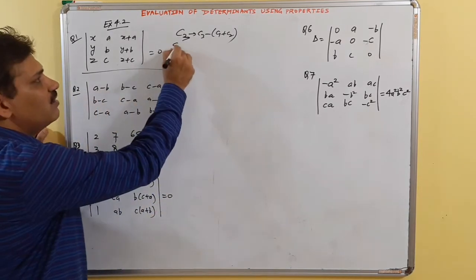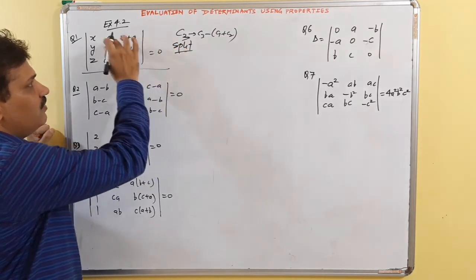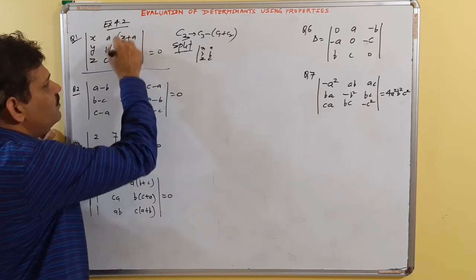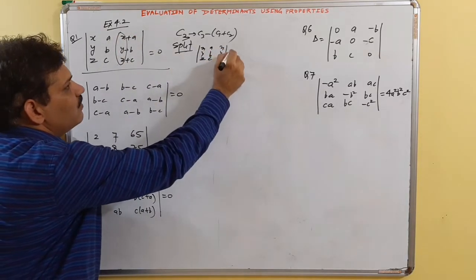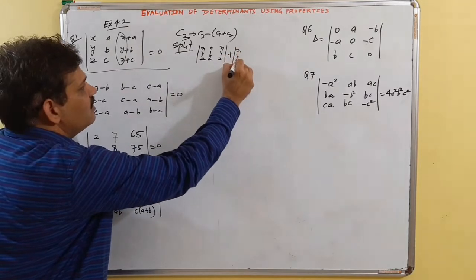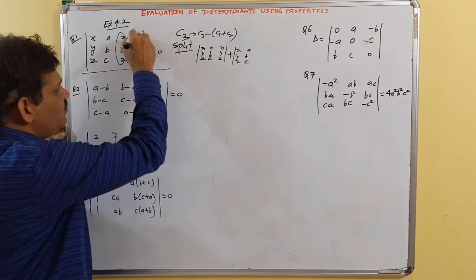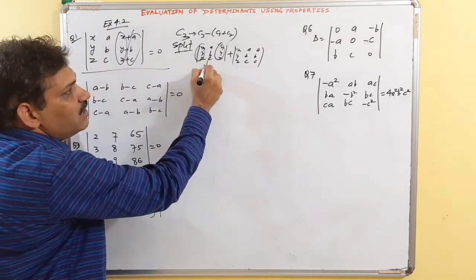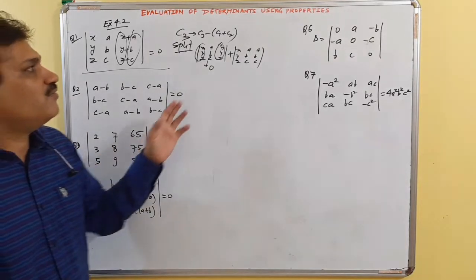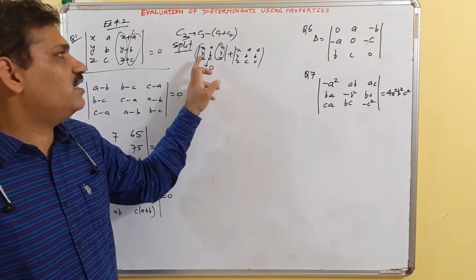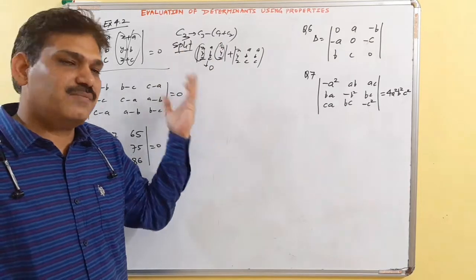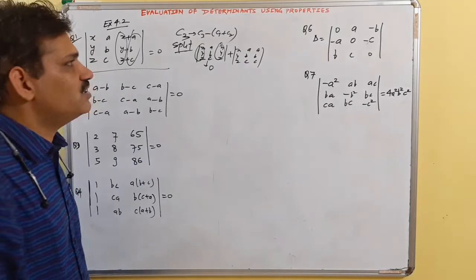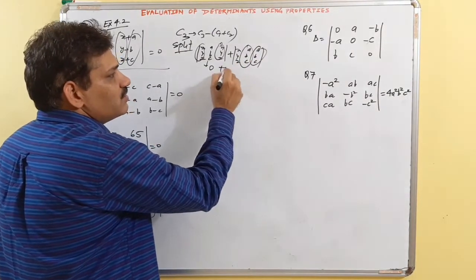Or we can apply split. If I split it into two parts, in the first part I use X, Y, Z, and in the second part I use A, B, C. Here we can see C1 and C3 are identical, so it is 0. Why is it 0? You can apply C3 becomes C3 minus C1, that will give us all zeros. There is a property that if all the elements are identical or proportional, then the value of the determinant is 0. Here these two are identical, so this is 0.